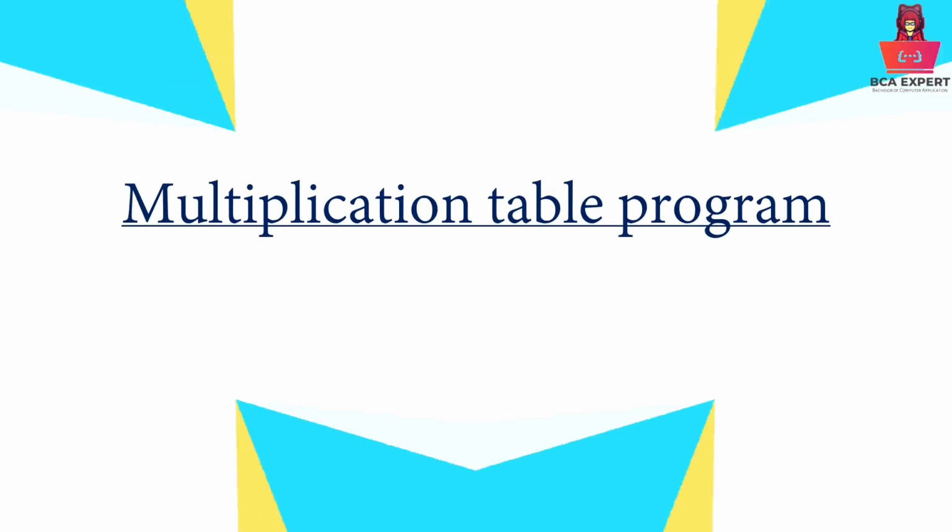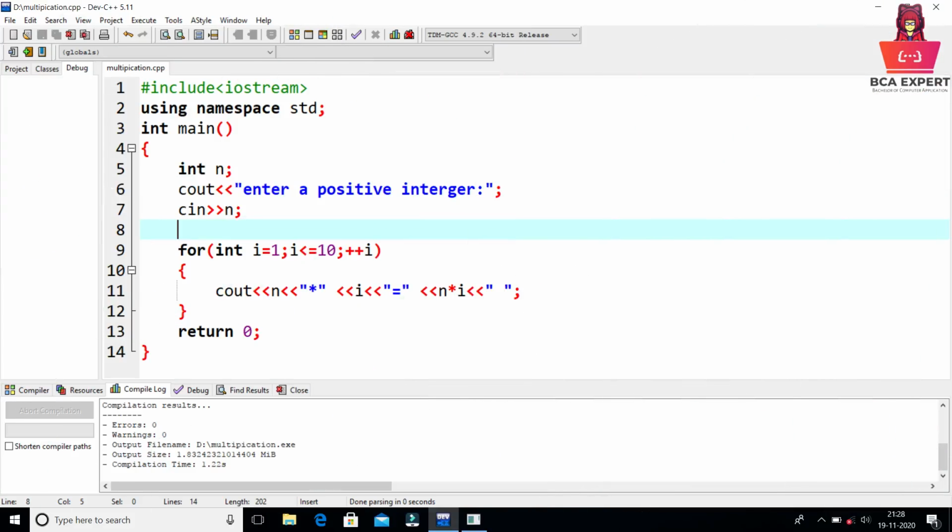Next we come to our main program, the actual program to generate the multiplication table. It is the main theme of our tutorial. So #include <iostream>, using namespace std. int main, int n. cout, enter a positive integer, because for multiplication we have to enter a positive integer here. cin n. Then for (int i = 1; i <= 10; ++i).